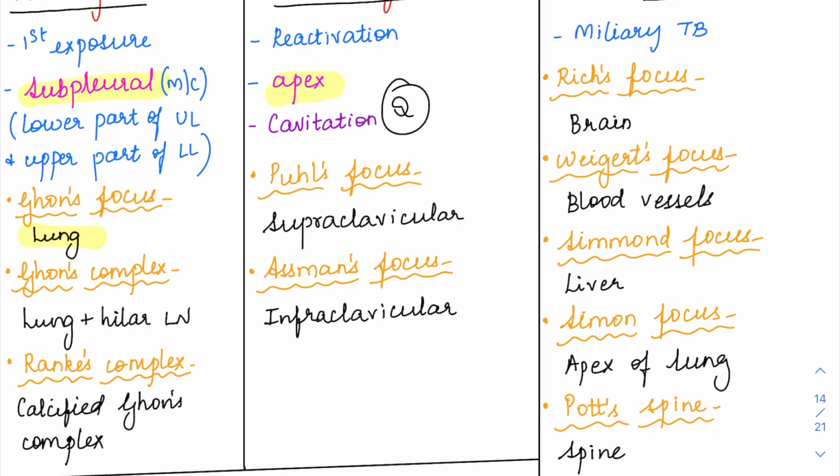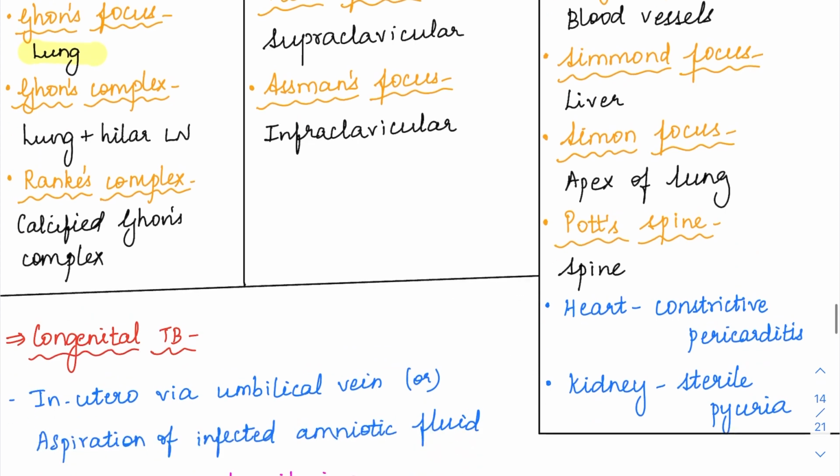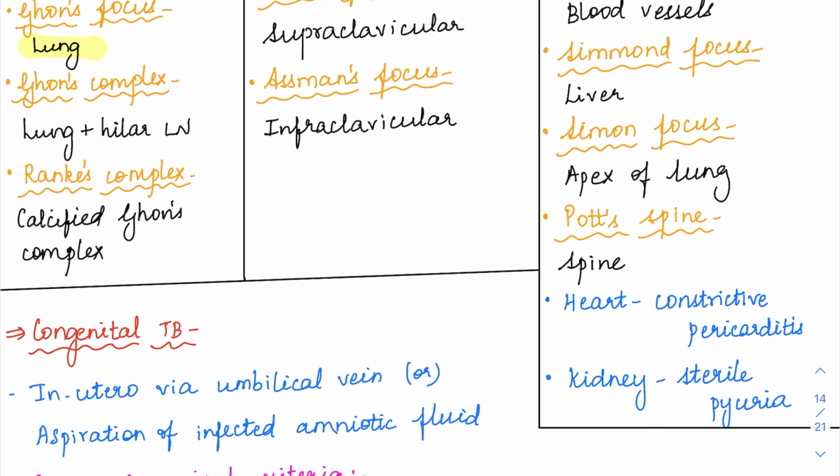So what are the other foci which we see in disseminated TB? When there is miliary TB in the brain, we call it Rich focus. In the blood vessels, we call it Weigert's focus. Then in the liver, we call it Simon focus. Then in the apex of the lung, we call it Simon's focus. And in the spine, we call it Pott's spine.